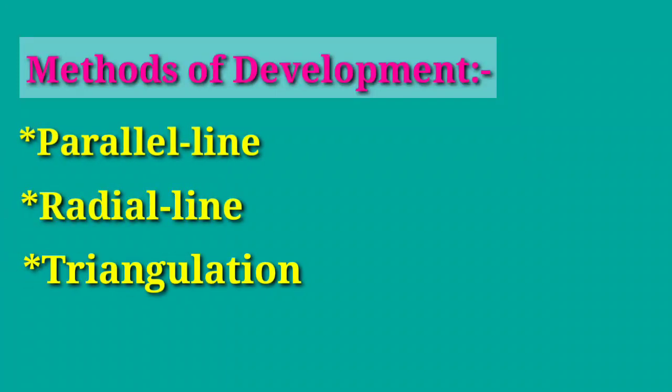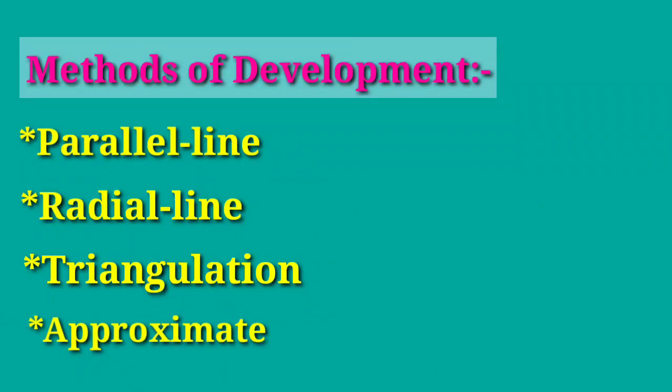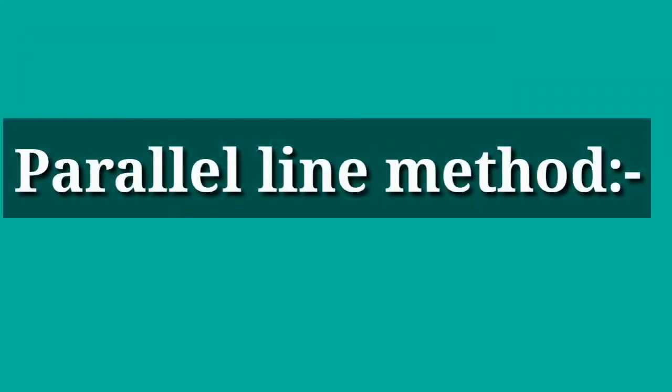Methods of development. There are four types of methods of development. These are parallel line, radial line, triangulation, and approximate method. At first, let us learn what is parallel line method, and then we will solve one problem on it.